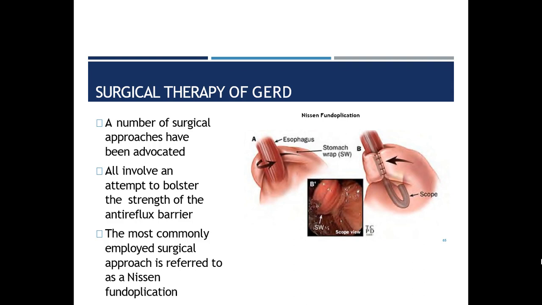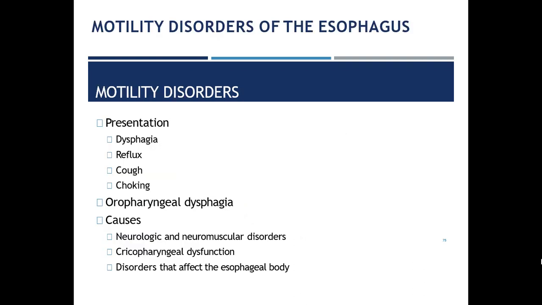The most commonly employed surgical approach is Nissen's fundoplication. So what is Nissen's fundoplication? We have to wrap the fundus of the stomach around the lower end of the esophagus so that the lower esophageal sphincter becomes more strengthened. So that is known as Nissen's fundoplication.